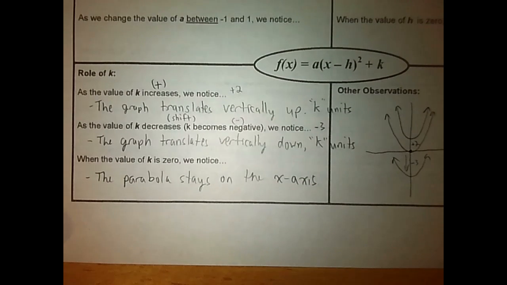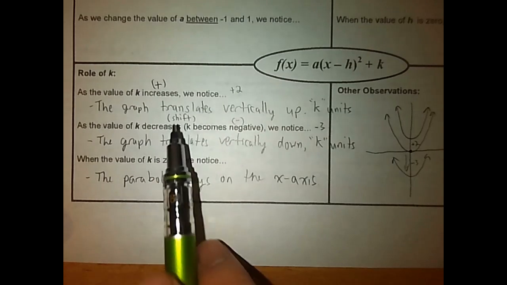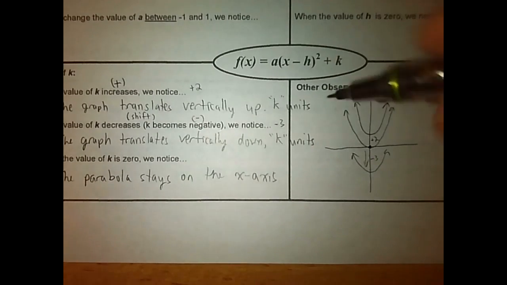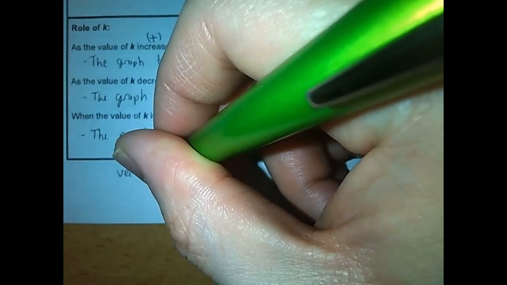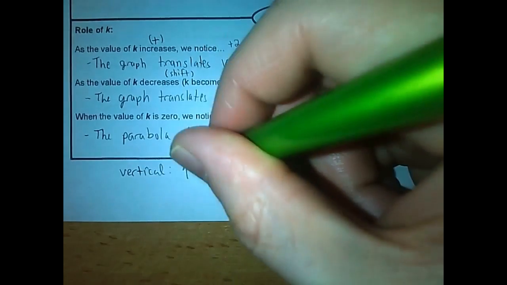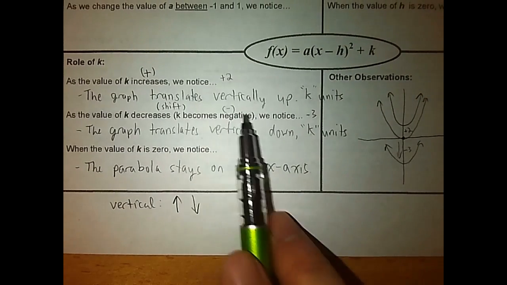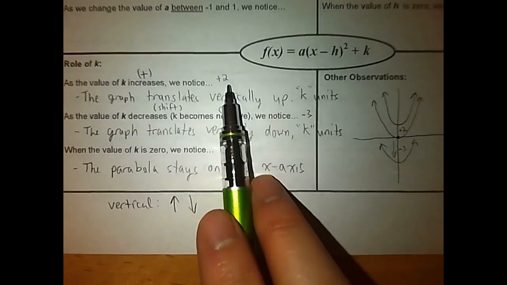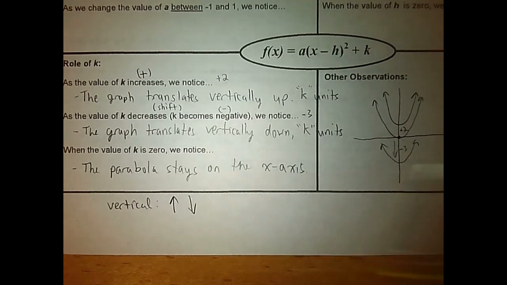So we learned a couple new terms: translates, which also means shift, or just moves. It moves the graph vertically. Vertically means, I'm going to put this down here, vertical means up or down. So it translates the graph up or down this many units. If k was 2, like up or down 2 units, or down 3 units. That's what the k value does.